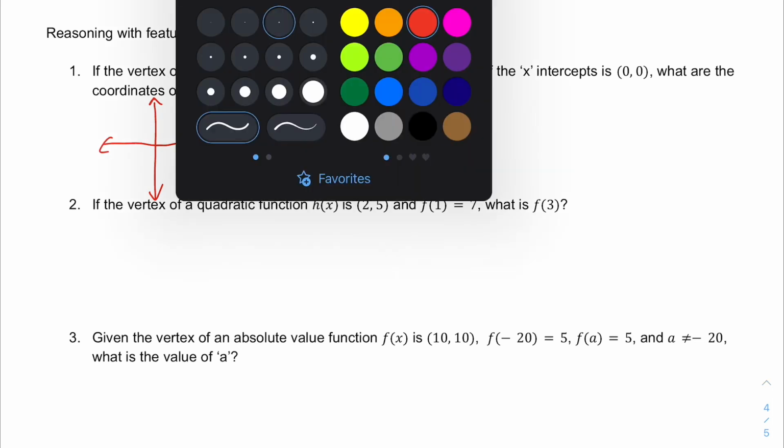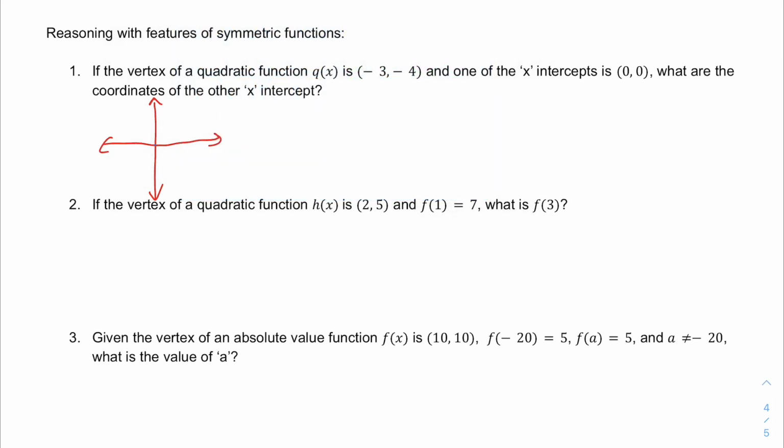So we are given that one of the x-intercepts is 0, 0, and at -3, -4, somewhere down here, is our vertex. So that tells me that we must be opening up. This is half of our parabola, and the other half of our parabola must look something like this. And here would be our other x-intercept. Well, if we know this is 0, 0, and we know this is -3, -4, and we know one more thing. We know that our parabolas are symmetric.